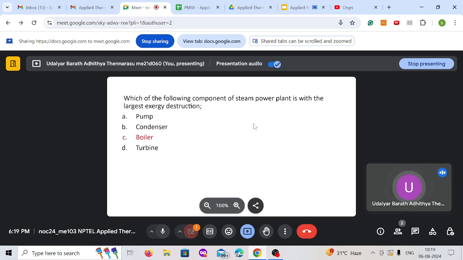So the maximum exergy destruction will happen across the boiler. There you will have a source temperature of a heat source. So you are supplying heat to the boiler, and because of the huge temperature difference, that will create entropy generation. So that will cause larger exergy destruction. Ideally speaking, you can run a Carnot cycle, so that will give you a maximum use of the heat which is taken from the heat source.